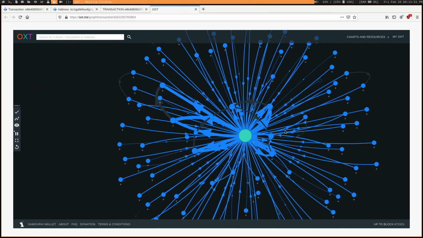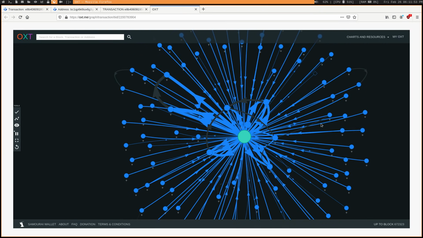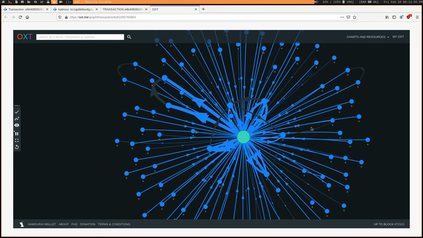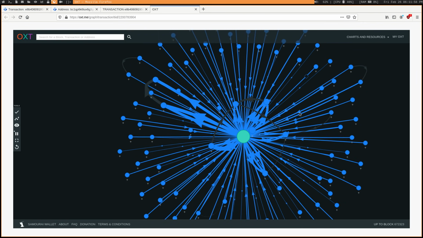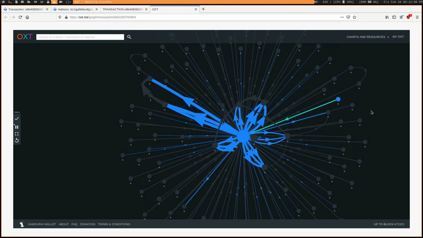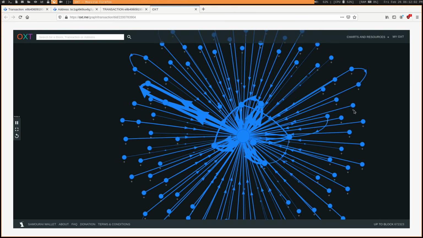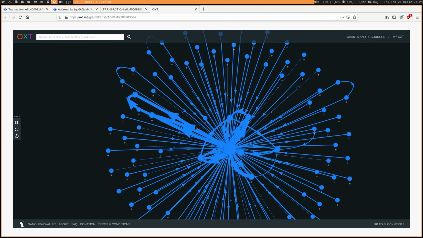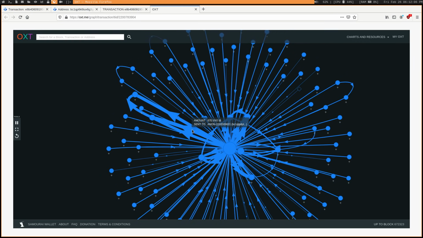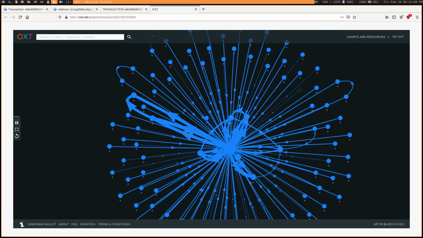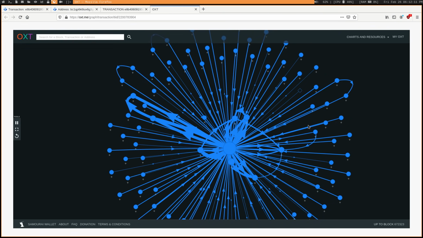All right, so you see that there's a whole lot of blue arrows going in. These are the inputs to the transaction. And then there are some black arrows. Well, they were black a second ago. Blue arrows that are also going out, and these are indicating the outputs. And they're also different sizes.